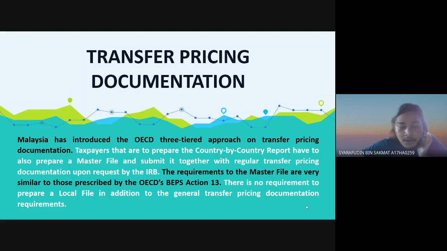Regular transfer pricing documentation is explained in the transfer pricing documentation guidelines 2012. The requirements for the master file are very similar to those prescribed in the OECD base erosion and profit shifting Action 13. There is no requirement to prepare a local file in addition to the general documentation.